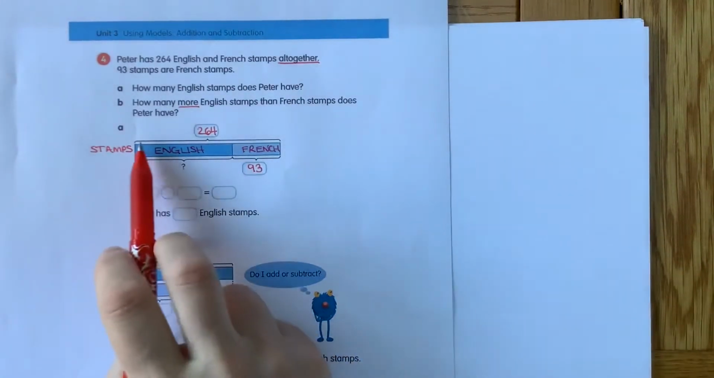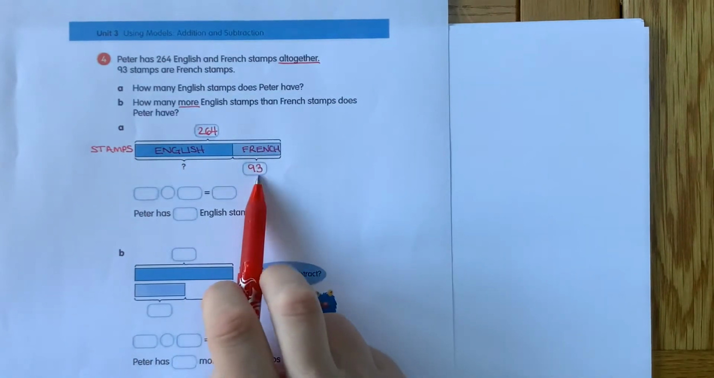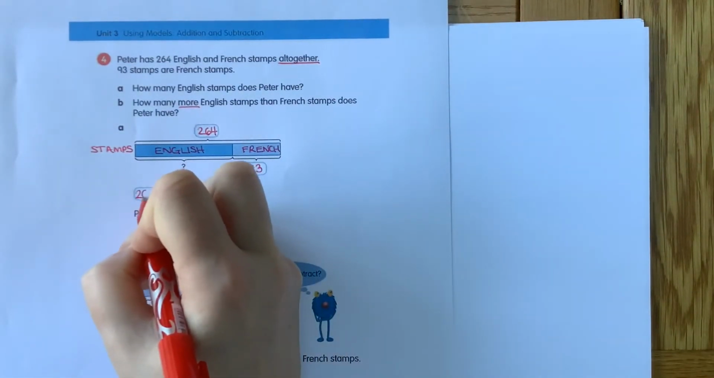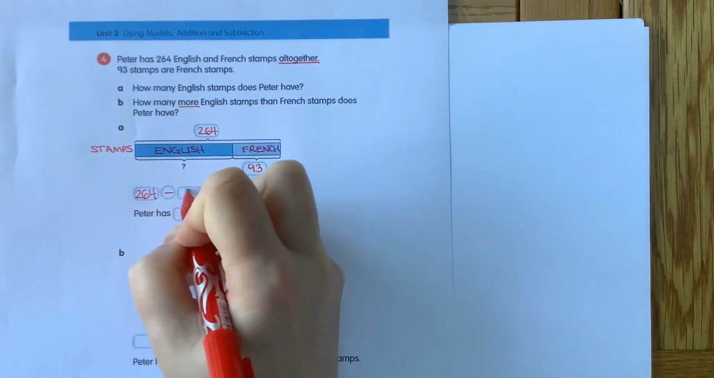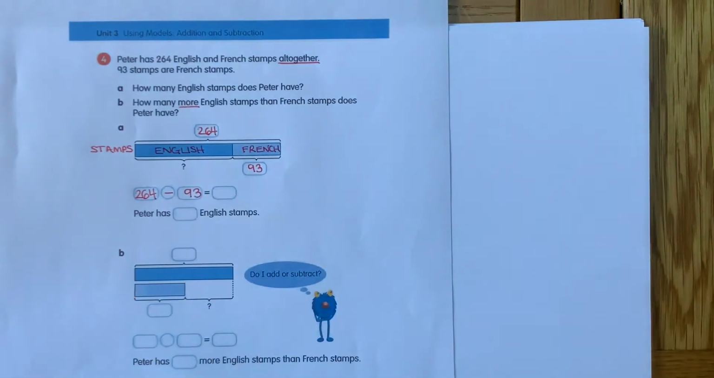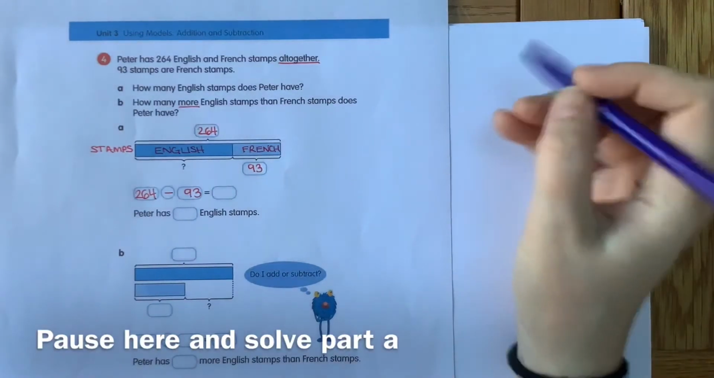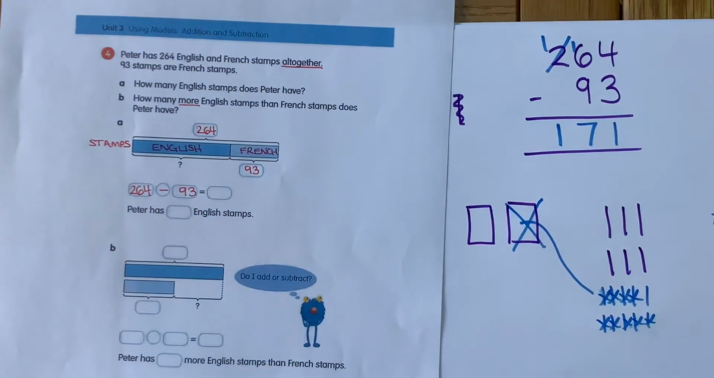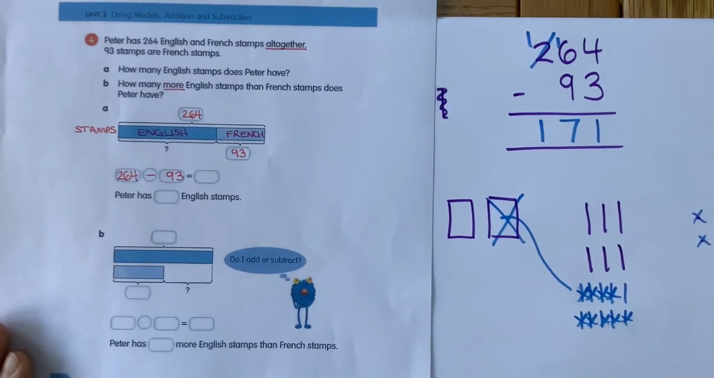Hopefully you've spotted that you need to take the total and take away the 93. So we have to do 264, take away 93. Could you pause the video and do that calculation for me, and then unpause to go through the answers? Okay, you can see my calculation there.